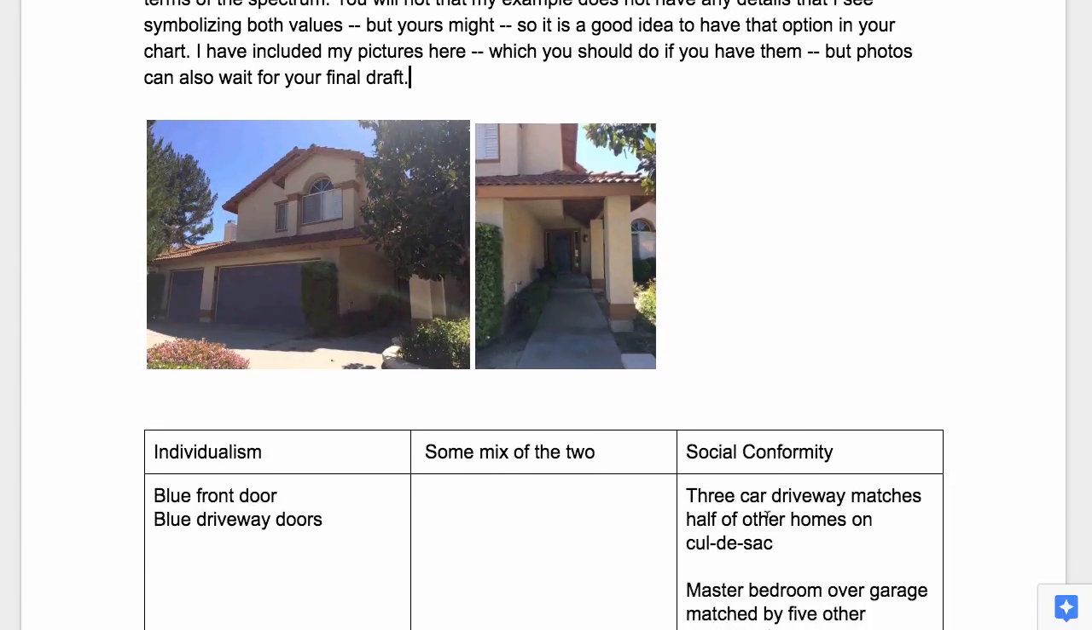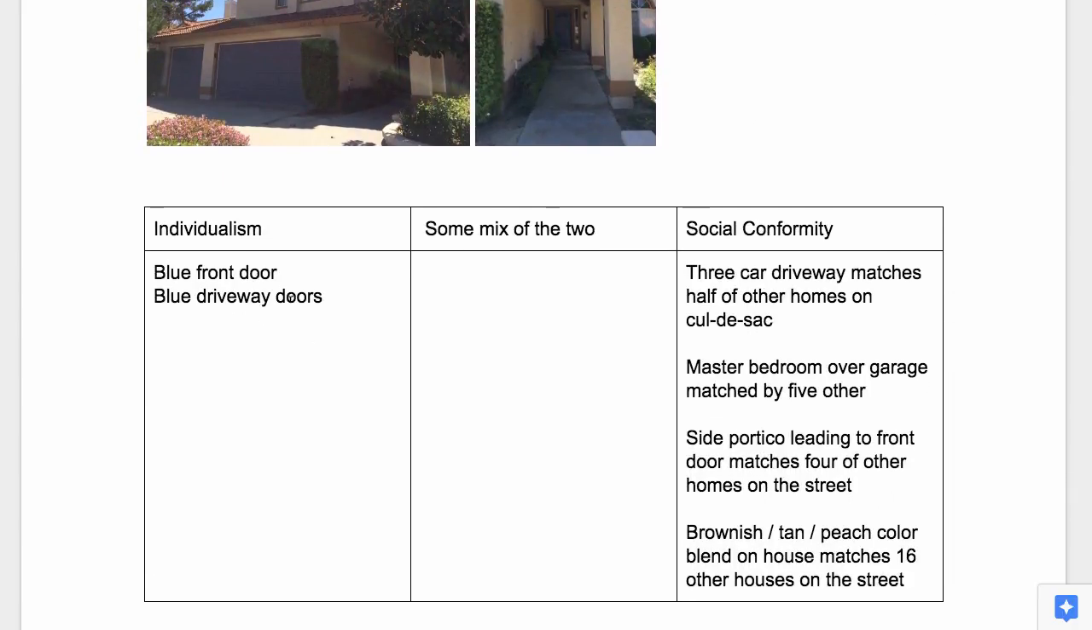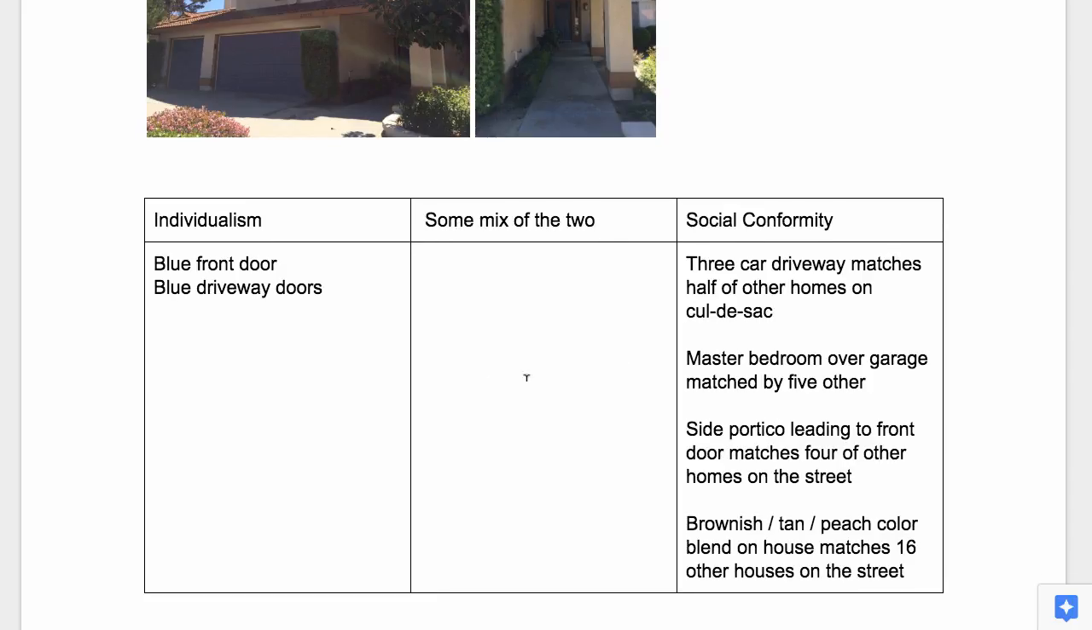So if you scroll down, you'll see I've created a chart that has individualism over here and social conformity over here. There's a spectrum. I've also left space for some mix of the two. So if a detail seems to emphasize individualism, I'm going to put it over here. If a detail seems to emphasize social conformity, I'm going to put it over here. And if I have a detail that's a mix of the two, which is really cool, I'm going to put it in the middle.